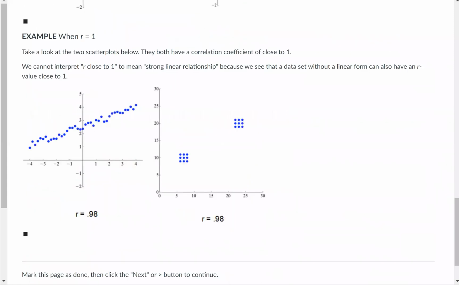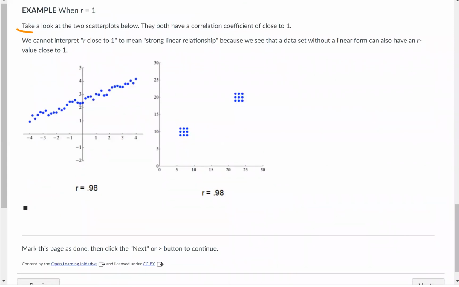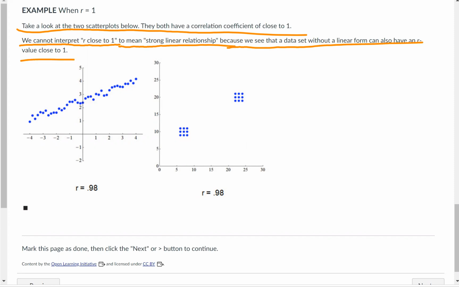Now we'll look at an example where R equals 1. Take a look at the 2 scatter plots below. They both have a correlation coefficient close to 1. We cannot interpret R close to 1 to mean a strong linear relationship. It's only if you already think it looks like it lines up in a line, and then you could say that close to 1 means it has a strong linear relationship, because we see a data set without a linear form can also have R values close to 1. So like we wrote above, we should plot the data.